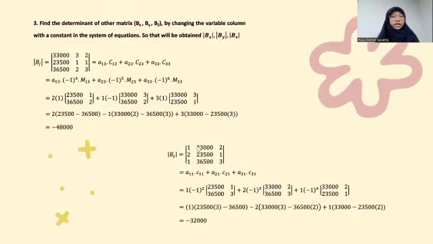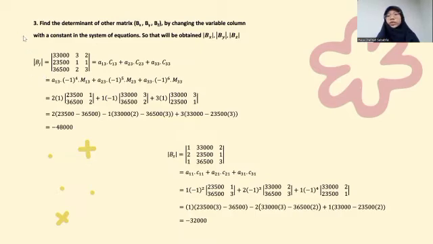And then the next step is to define the determinants of the other matrices, Px, Py, and Pz, by replacing the variable column with the constants in the system of equations. So we will obtain the determinant of Px, the determinant of Py, and the determinant of Pz.